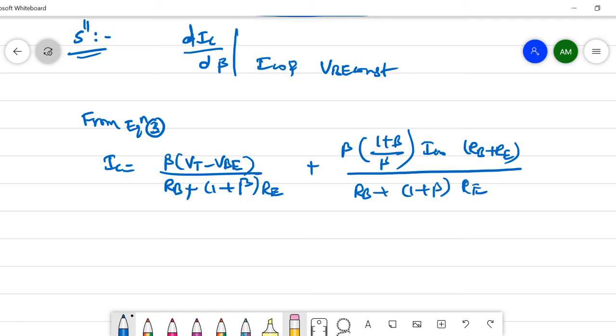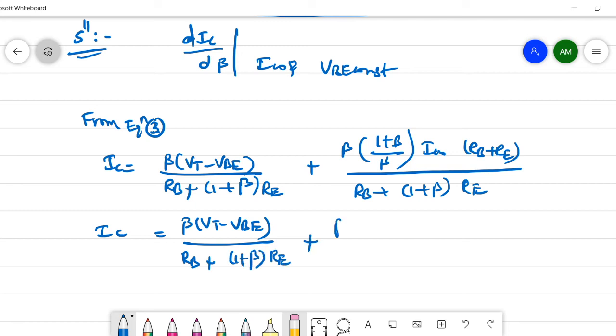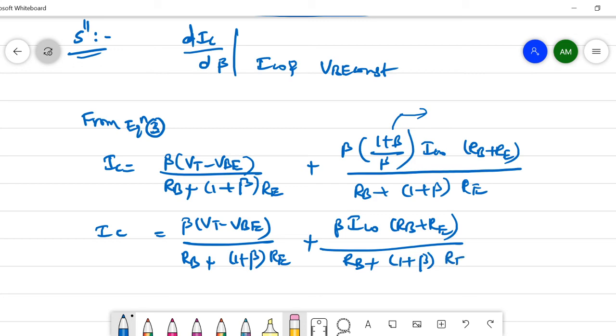In the second term, beta is greater than 1, so we are neglecting this one. So IC is equal to finally beta into VT minus VBE by RB plus 1 plus beta into RE, plus beta into ICO into RB plus RE by RB plus 1 plus beta into RE.